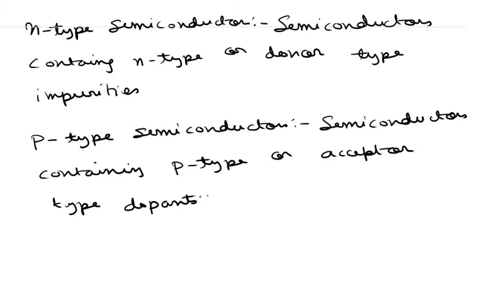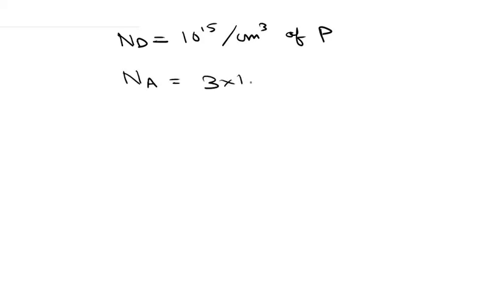Now what will happen if we introduce both n-type and p-type dopants in the semiconductor? Let us say that we introduce 10 to the power 15 per centimeter cube of phosphorus atoms, and we introduce 3 into 10 to the power 15 per centimeter cube of boron, which are acceptor type impurities. So we introduce both of them in a particular semiconductor. Then the question is, what type of semiconductor is it?